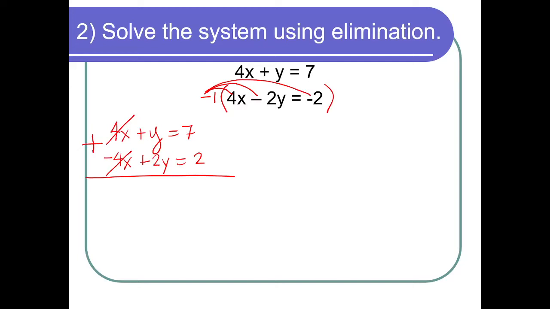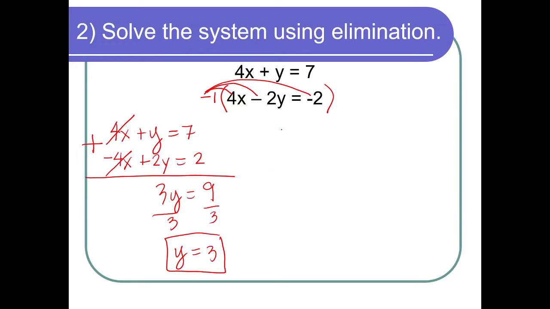Does that answer the question? Okay, let's continue. Let's add y and 2y, that's 3y. Let's add 7 and 2, that's 9. Dividing both sides by 3, y is equal to 3.